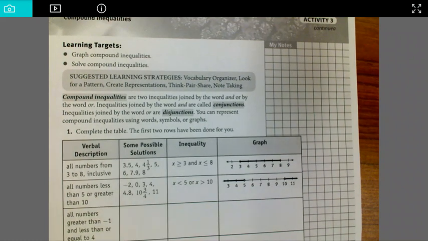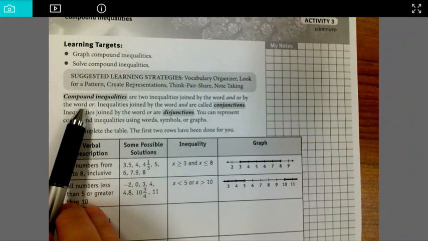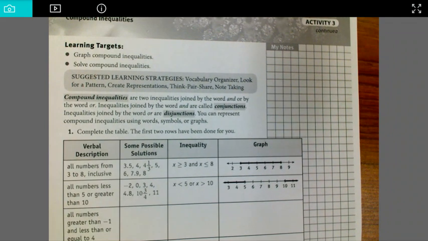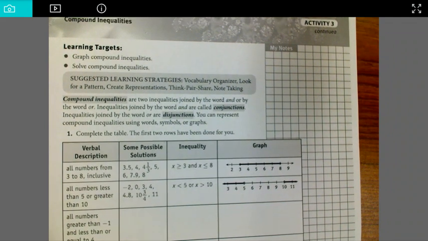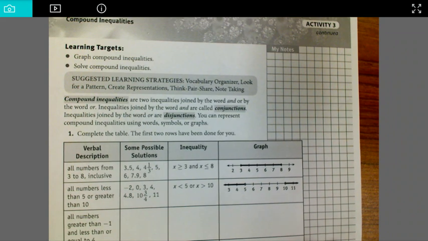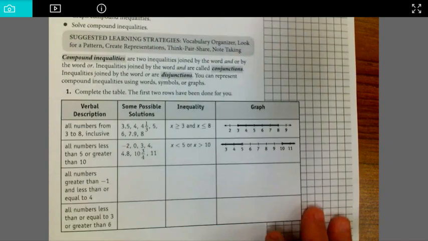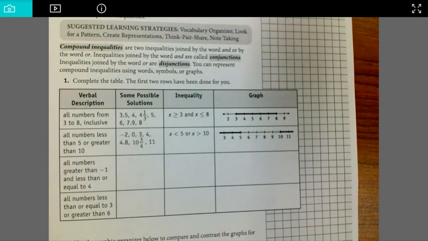On the previous slide, you should have seen this paragraph that says, compound inequalities are two inequalities joined by the word and or by the word or. Inequalities joined by the word and are called conjunctions. Inequalities joined by the word or are called disjunctions. You can represent compound inequalities using words, symbols, or graphs. For instance, we're going to start with question number 1.